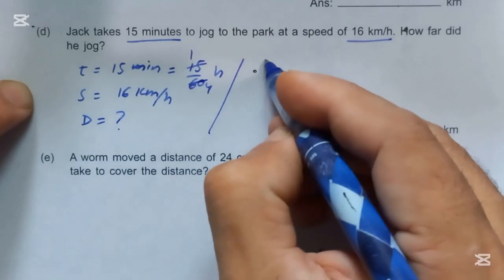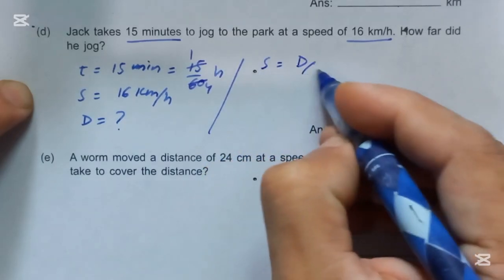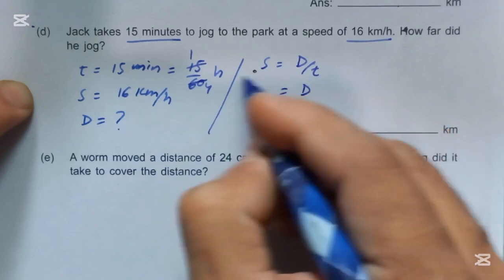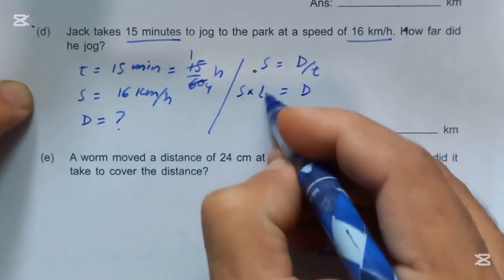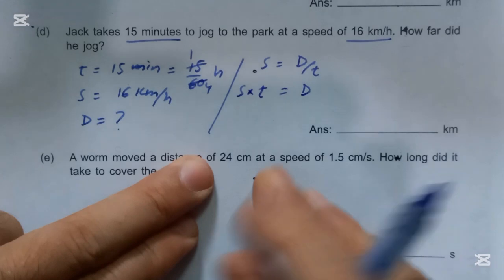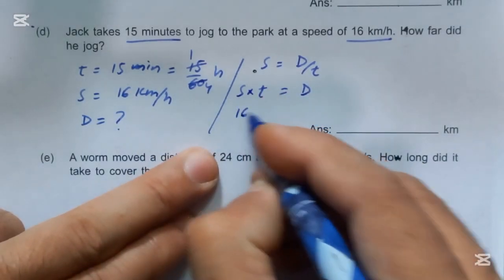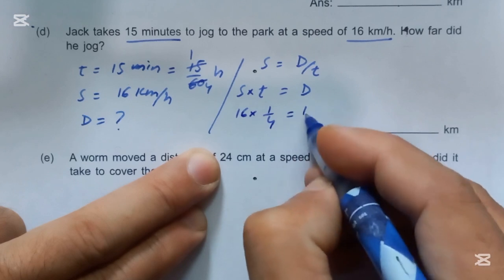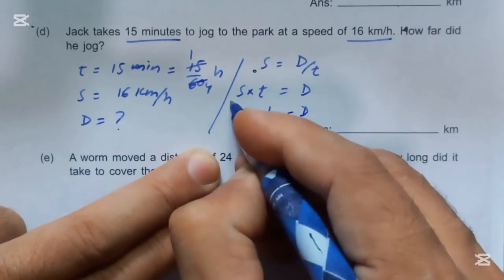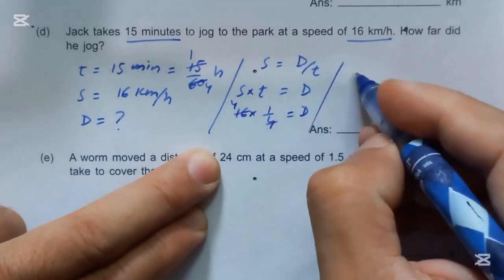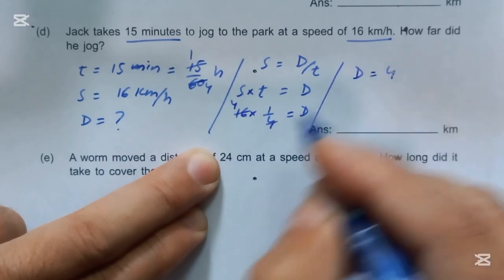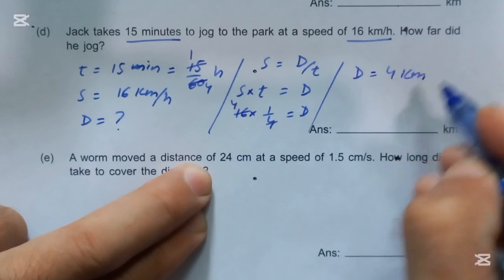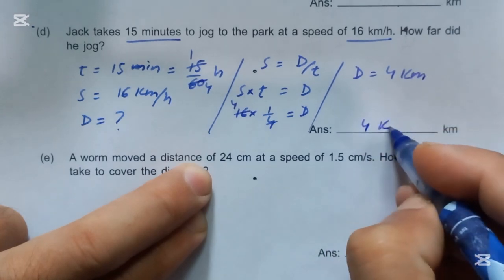Now we will use the formula. Speed is equal to distance over time. Distance is the requirement, so time will go to the left side. And after putting values, speed is given 16 and time is 1 by 4 hours. So after cancellation, 4 4s are 16. So D is 4. And definitely the unit will be kilometer. So this is the answer.